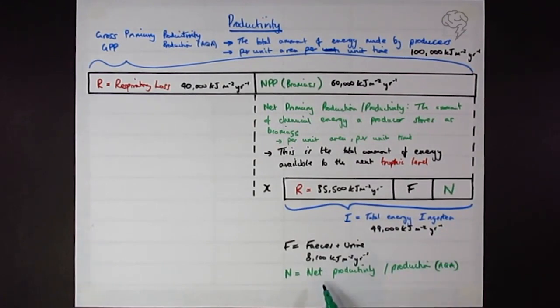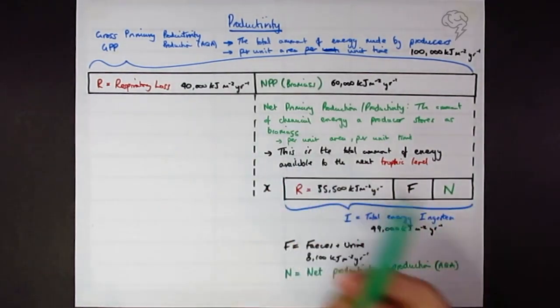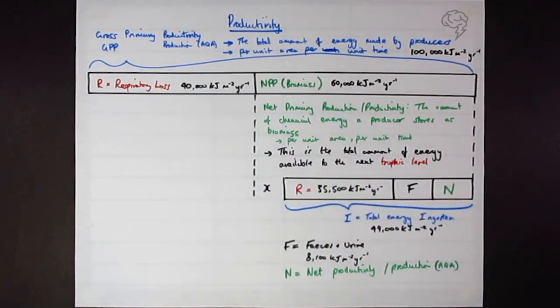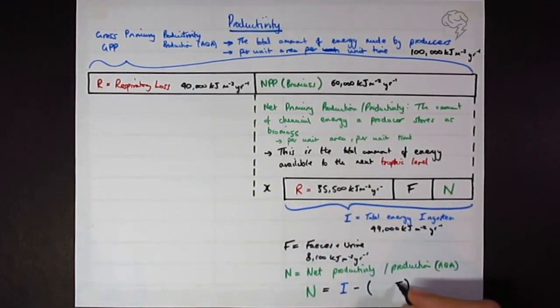Now, how do we calculate this? Well, much the same way that we calculated the net primary production. I'm going to do the sums over on the side. Assuming we've got these data points, we can figure out what that's going to be. So let's write the equation down the bottom here. Net production is equal to the total amount of food ingested, which is represented by I, minus the losses from the system. And the losses from the system are respiratory loss and loss from feces and urine.